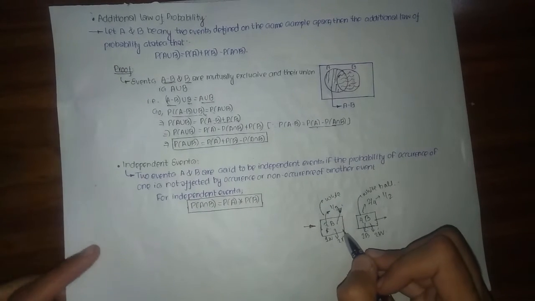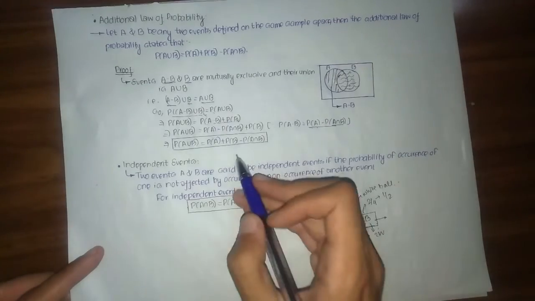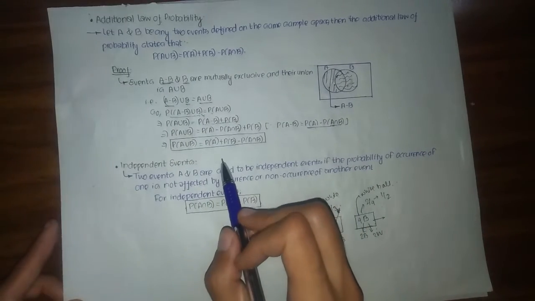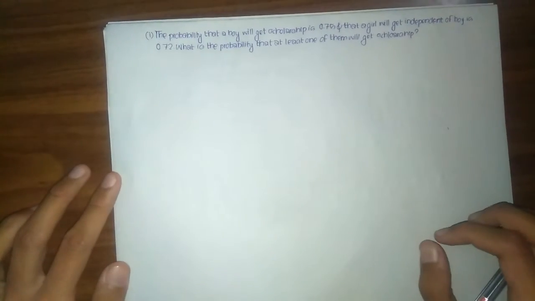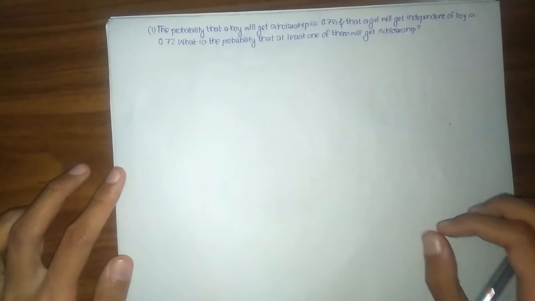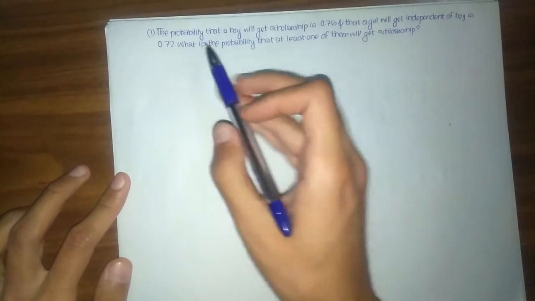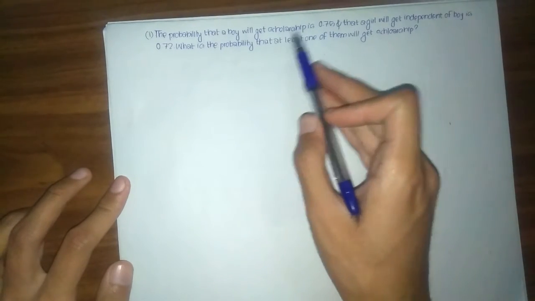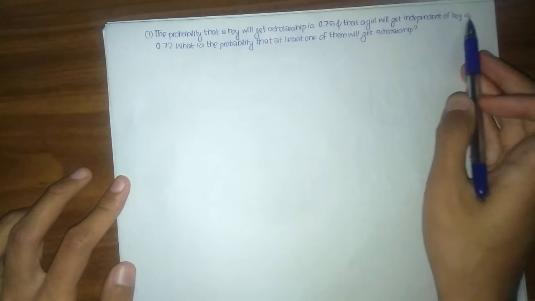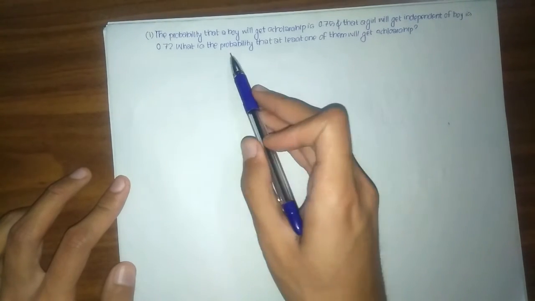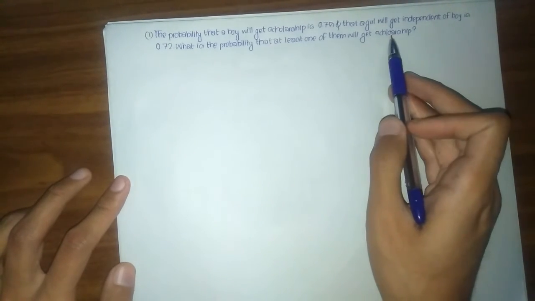Next we'll be solving a problem related to independent events and applying the addition law of probability. So now we'll be doing a question on probability to make the concepts even clearer. Our first question: the probability that a boy will get a scholarship is 0.75 and that a girl, independent of the boy, will get it is 0.72. What is the probability that at least one of them will get a scholarship?